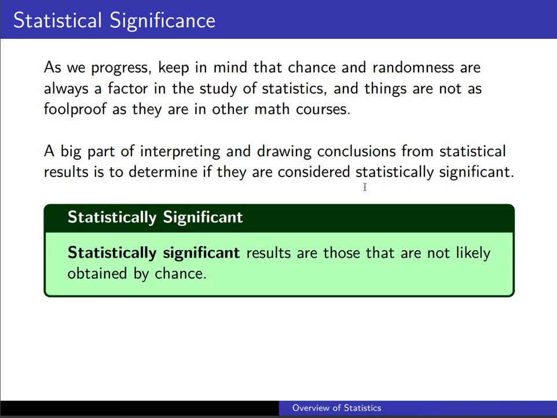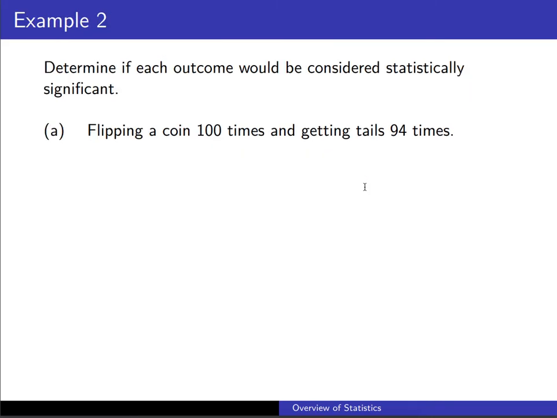So what does it mean to be statistically significant? Well, statistically significant results are those that are not likely obtained by chance. Maybe there's something else going on that we might be suspicious about. And we'll look at some examples, and in the next video, we're going to look at a computer simulation of flipping a coin.